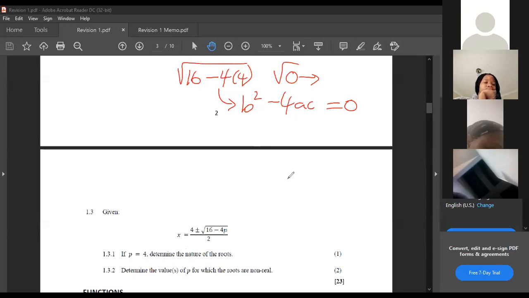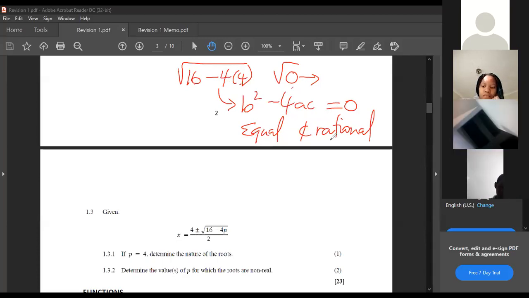Obviously, the roots will be equal, because if b squared minus 4ac is equal to 0, then the roots are equal. They're equal and rational. Remember, 0 is a rational number as well. We found that if we substitute 4, it will be 16 minus 4 times 4, which is 16 minus 16, which is 0. So the roots are equal and rational.